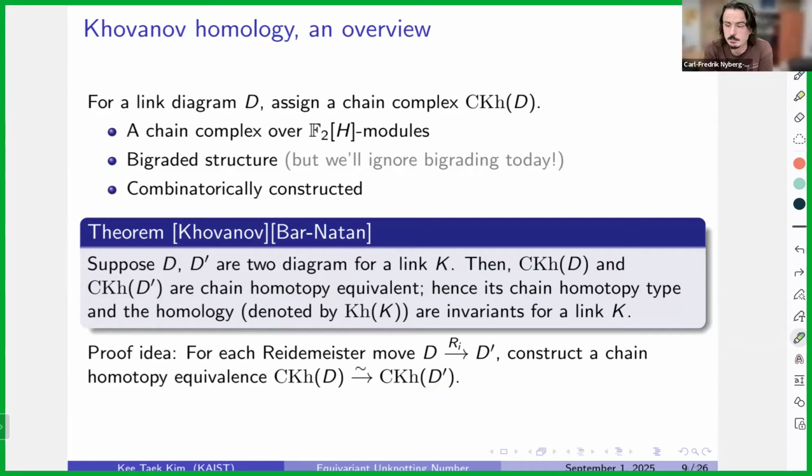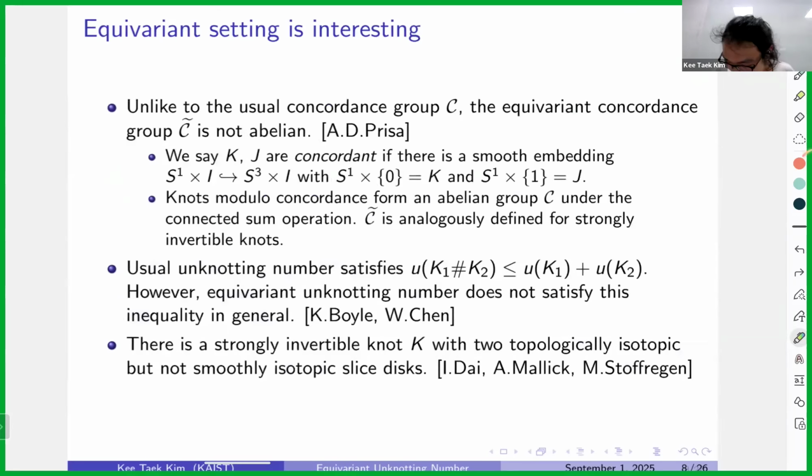Sorry to interrupt, Kee Taek, but there's a question in the chat. The question is, how can we define the map in the definition of a strongly invertible knot on the connected sum of two knots? Yes, that's a little bit subtle. If we want to define the connected sum between two strongly invertible knots, we need additional notions like direction. So for example, let's say this is an axis, and suppose we have two strongly invertible knots.